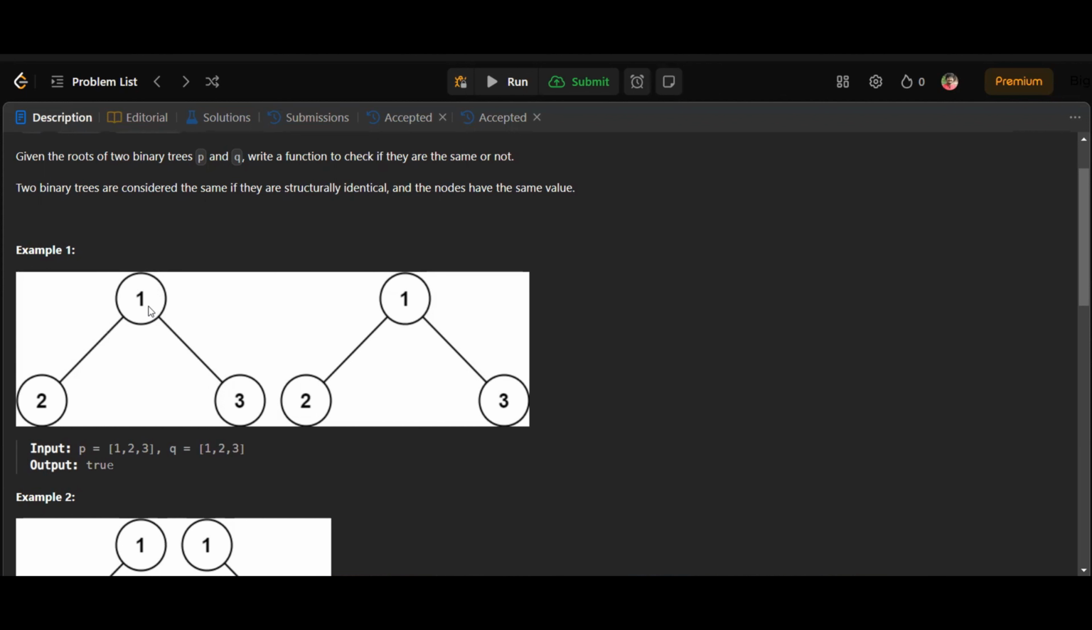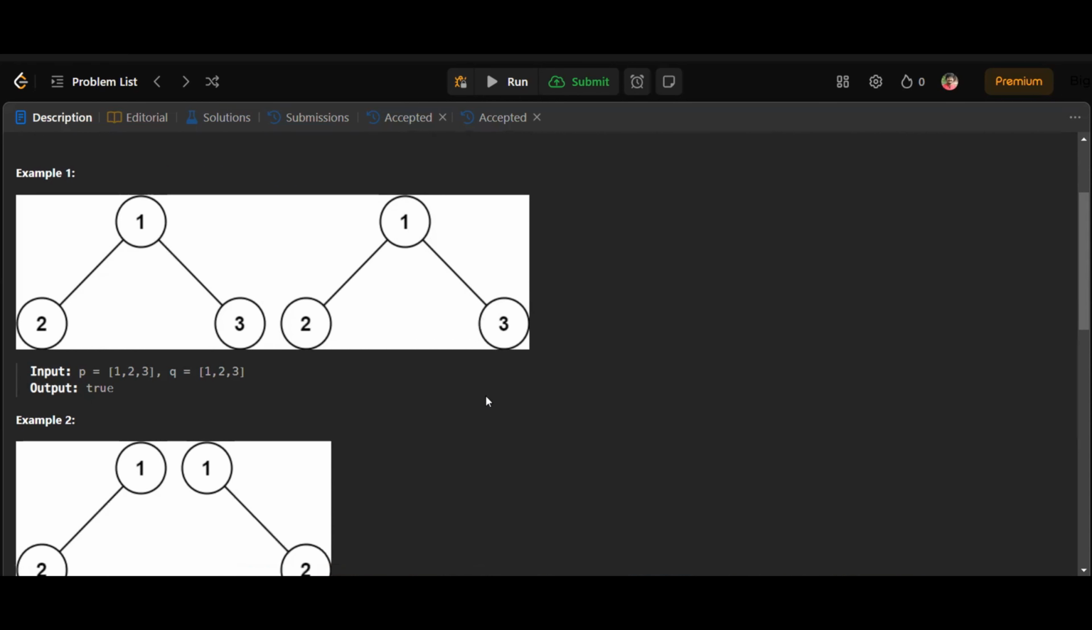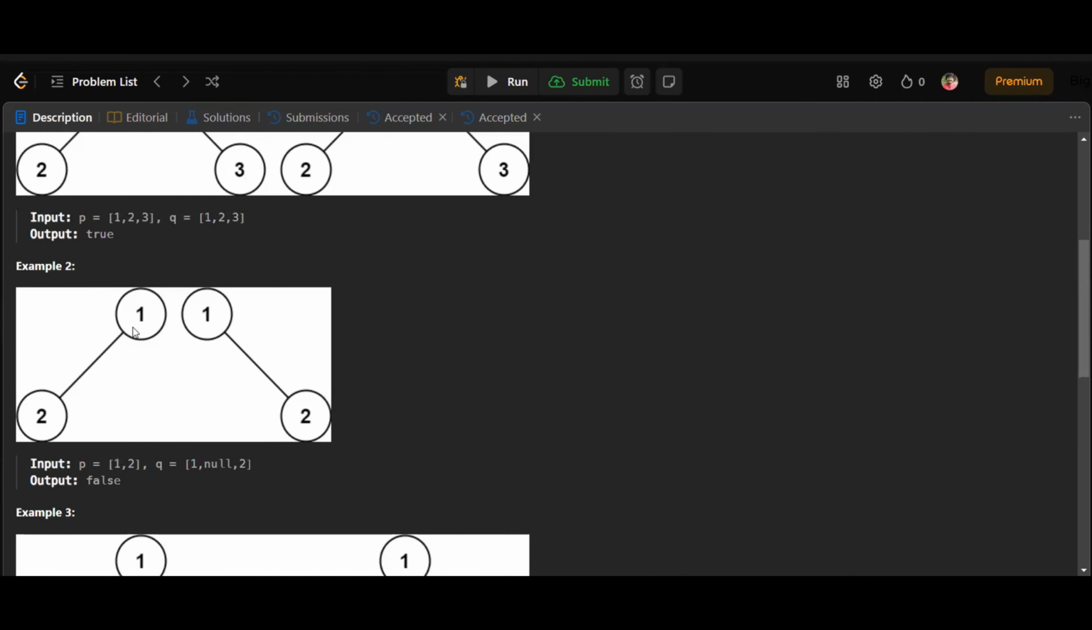Here we can see that both of the trees are similar. The root is 1 in both of the trees and the left and right children in both of the trees are 2 and 3. So here we have to return true. In the second example, both of the trees are not the same because the first tree has the left child but the second tree has the right child. So in this case we have to return false.